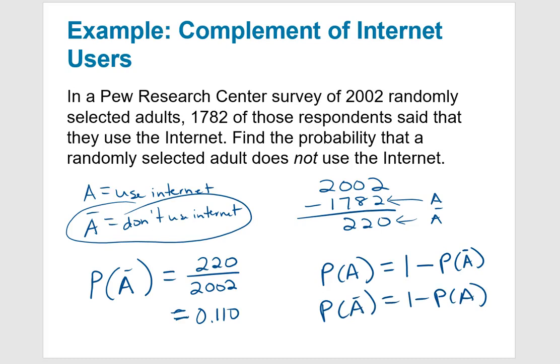But again, remember the result just means that we found the probability that the randomly selected person doesn't use the internet is 11%-ish, right? This is approximately 11%. It doesn't mean that 11% of people don't use the internet. It means that if I randomly choose someone, I have an 11% chance of choosing someone who does not use the internet. And I know that's really a very simple thing, but you got to make sure that you understand that difference.